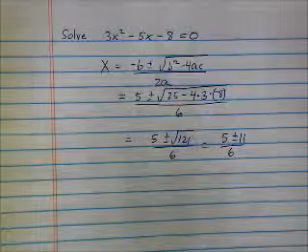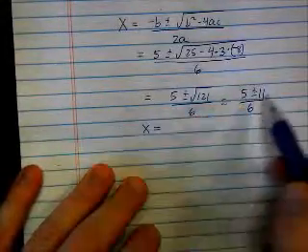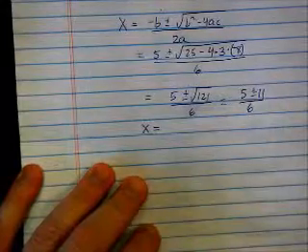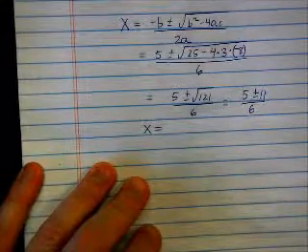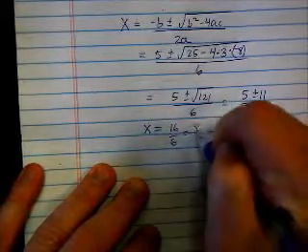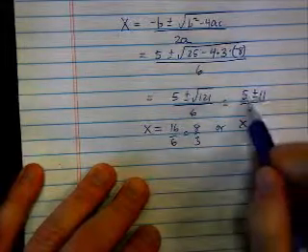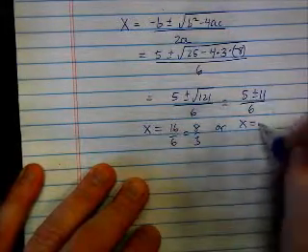We would write x equals, I would take 5 plus 11. What's 5 plus 11? 16. So one answer would be 16 over 6, which is 8/3. Or x is 5 minus 11, negative 6 over 6, which is negative 1.